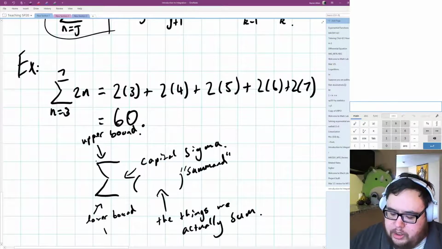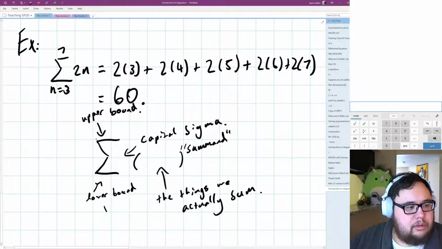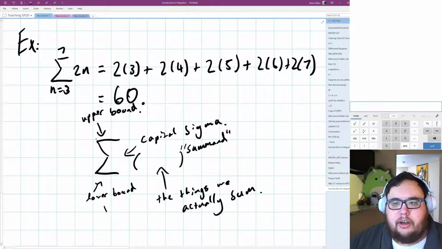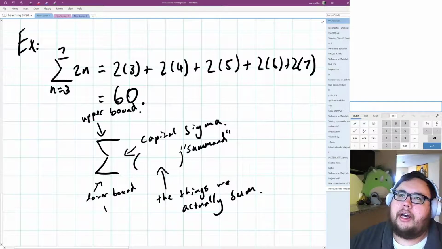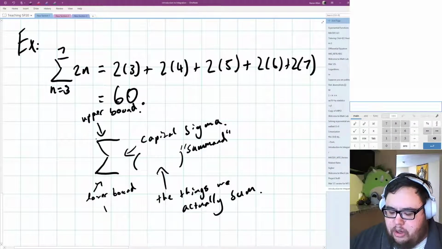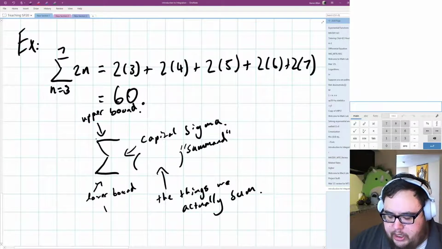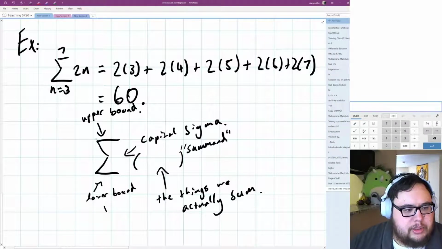If you've ever done any programming, it helps to think of it as a for loop. Yeah, it basically is a for loop. I think it is a for loop. So basically, you're taking the numbers between 3 and 7, inclusive, multiplying each by 2, and then adding all of those together.